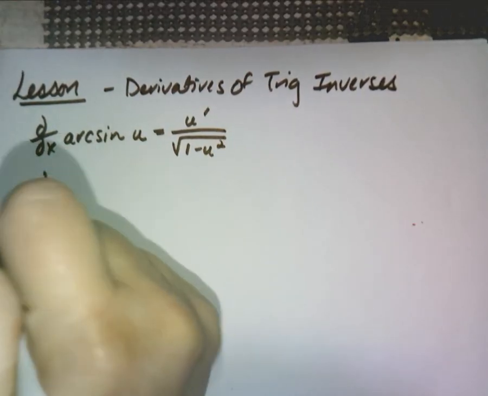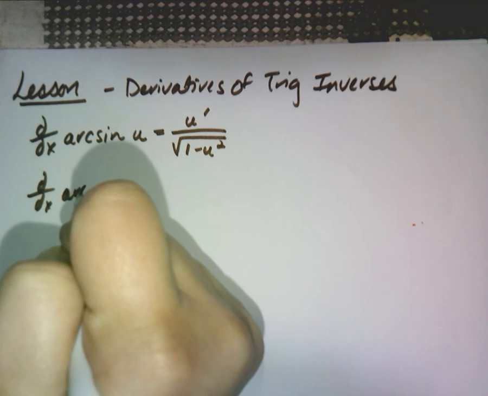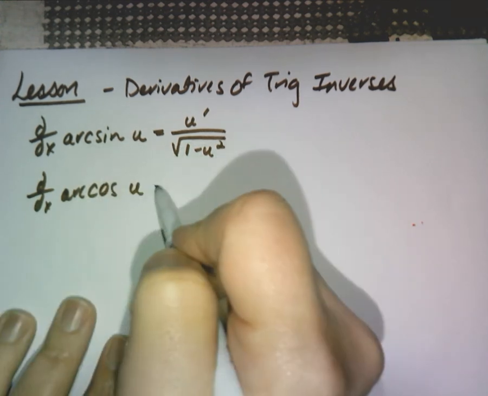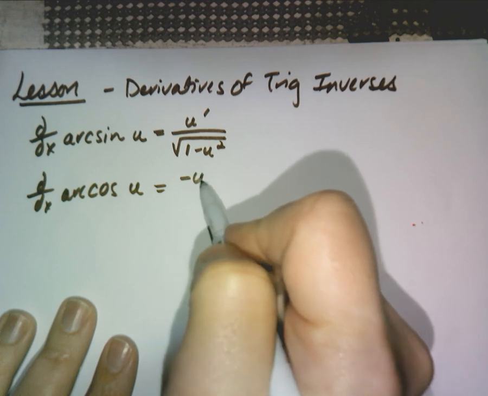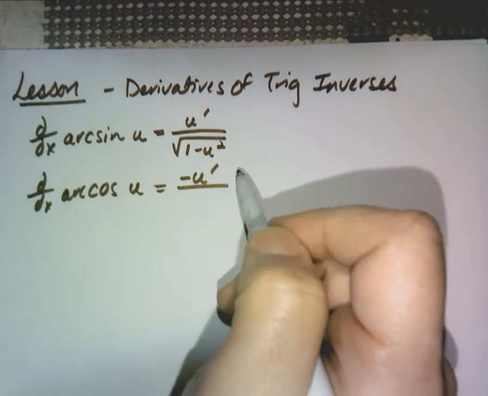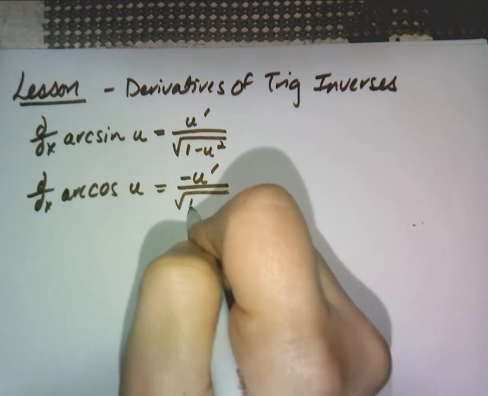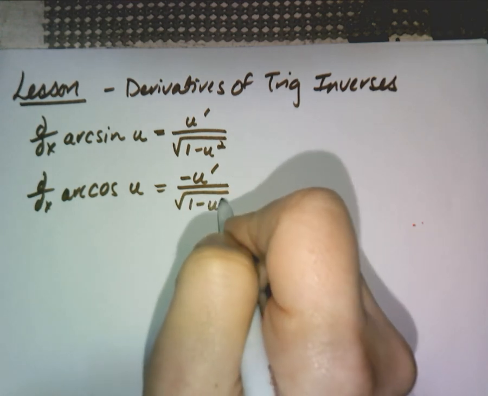All right. The derivative of arc cosine. And by the way, the worksheet I give you will have all of these on it. They actually just write it a little bit differently. It is negative u prime over square root of 1 minus u squared.